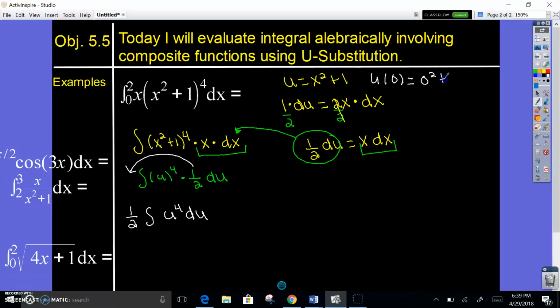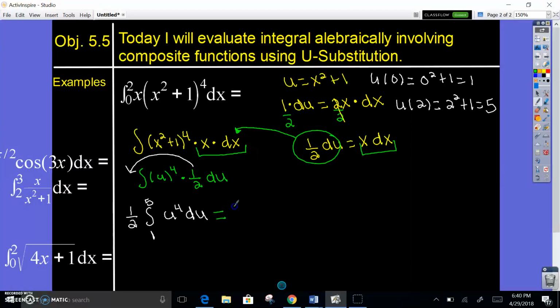So I have 0 squared plus 1. That's 1, so my new boundary will be 1. Then I'll put in the 2, so that gives me 2 squared plus 1, which is going to be 5. Okay, so now it's time to go ahead and apply the fundamental theorem of calculus part 2 to do the integral. And you notice u to the 4th is going to be a lot easier to work with than what we started with. And that's the whole point of u substitution. You are replacing something with u to get an expression that's easier to do the antiderivative. If you get something harder, then you did the substitution wrong.